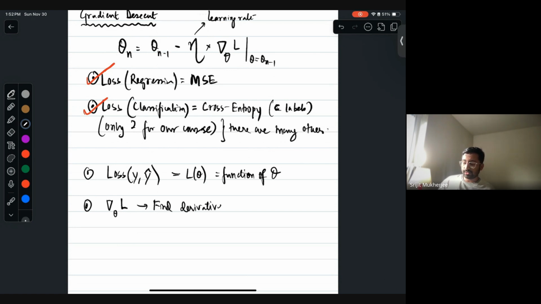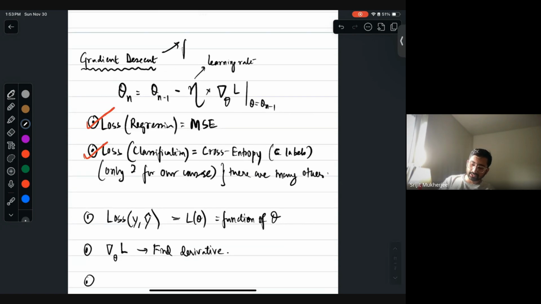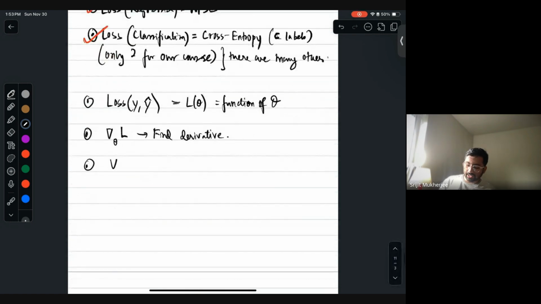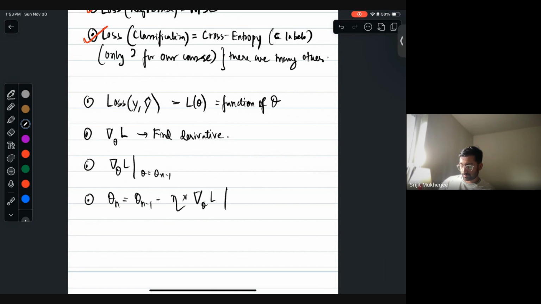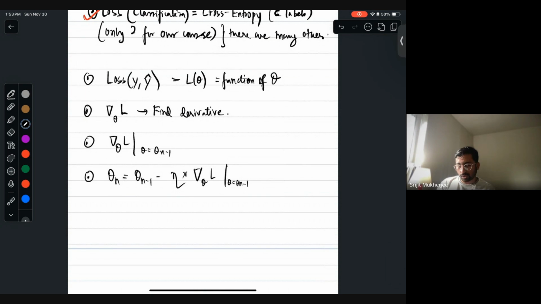You have already done it for linear and logistic. We will now do it because we need to use this for finding the best theta. So now we also need to find the gradient of this at theta is equal to theta n minus 1, and then solve it to update theta n. These 4 steps are there, and we need to do all the steps one by one.